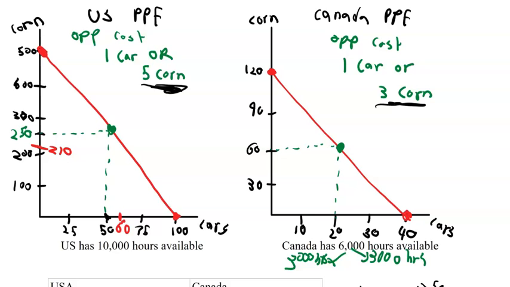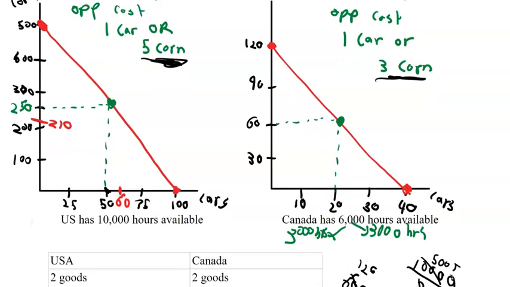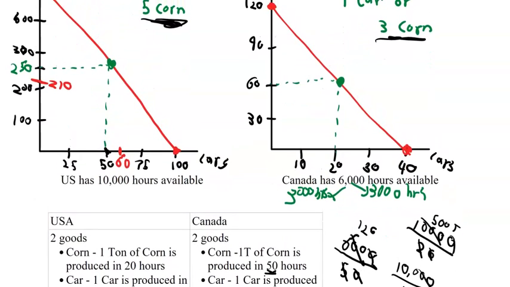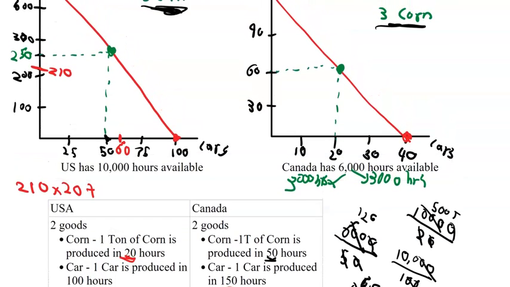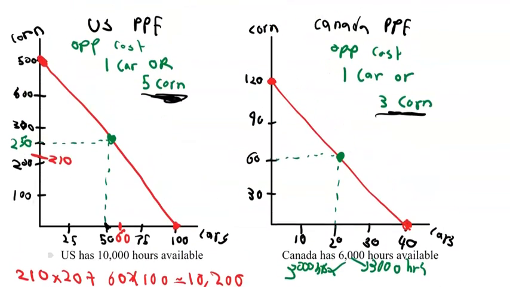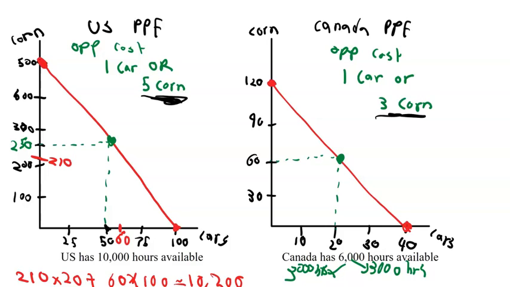So let's look at, if the US wanted to produce this combination in the US, how many hours would it take? We know that 1 ton of corn requires 20 hours. So I could write 210 times 20 plus 1 car is produced in 100 hours, and I'm producing 60 cars times 100. 60 times 100 is 6,000. 210 times 20 is 4,200. So it actually comes out to be 10,200. This line, if you remember from the PPF drawing, was actually constructed using 10,000 hours.